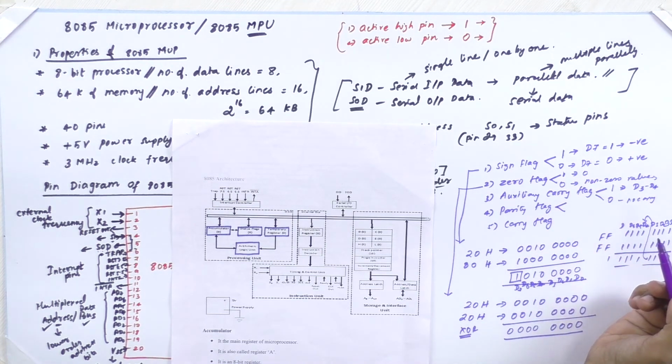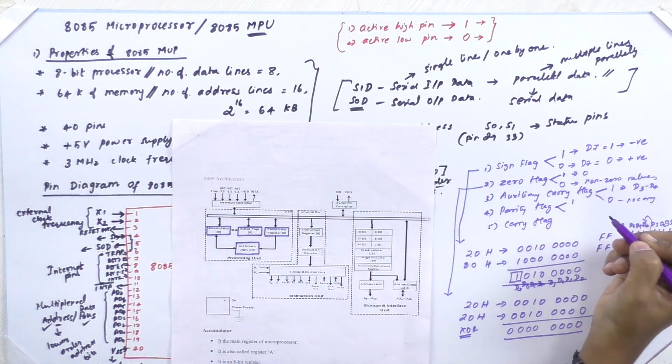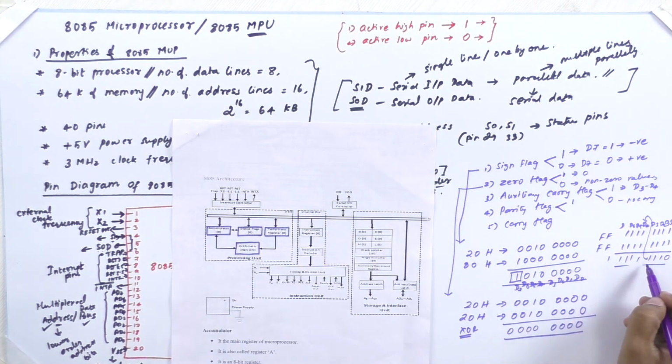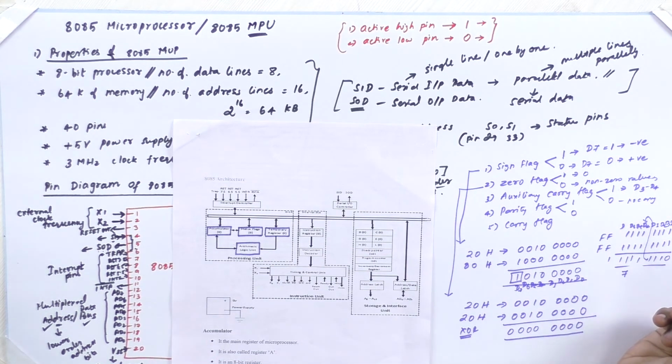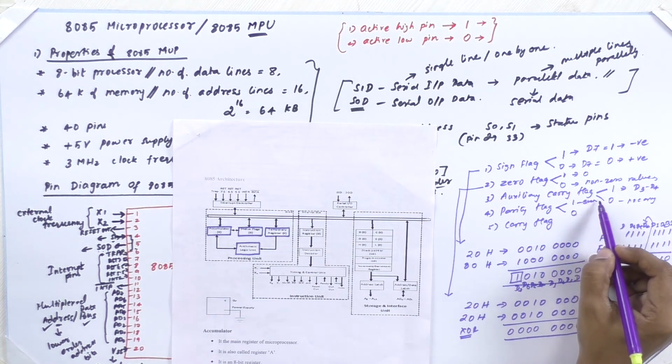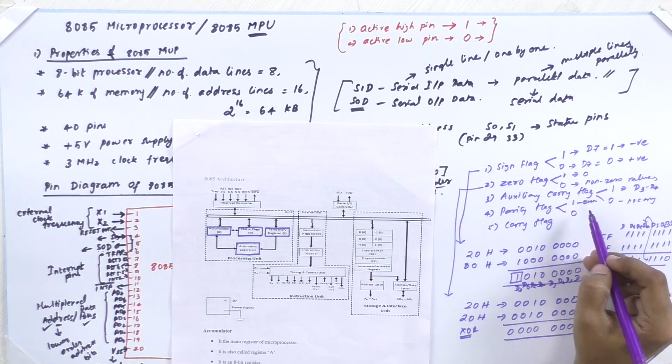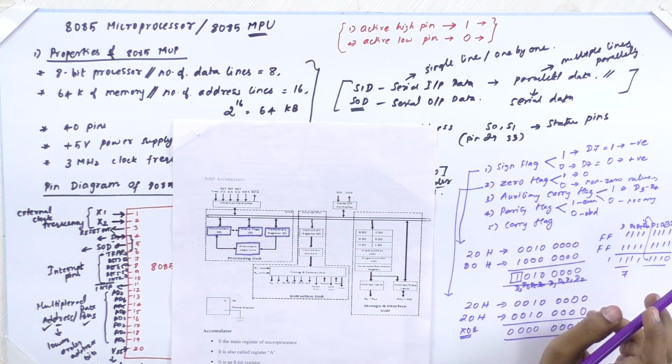Next is the parity flag. Parity flag will be set to 1 if there is even number of ones in the result. Let us consider the same example. Here the number of ones is 1, 2, 3, 4, 5, 6, 7. So the total number of ones here is 7. So the parity flag will be set to 0. If there is even number of ones, then the parity flag is set to 1. If there is odd number of ones, then the parity flag will be set to 0. So this is about parity flag.